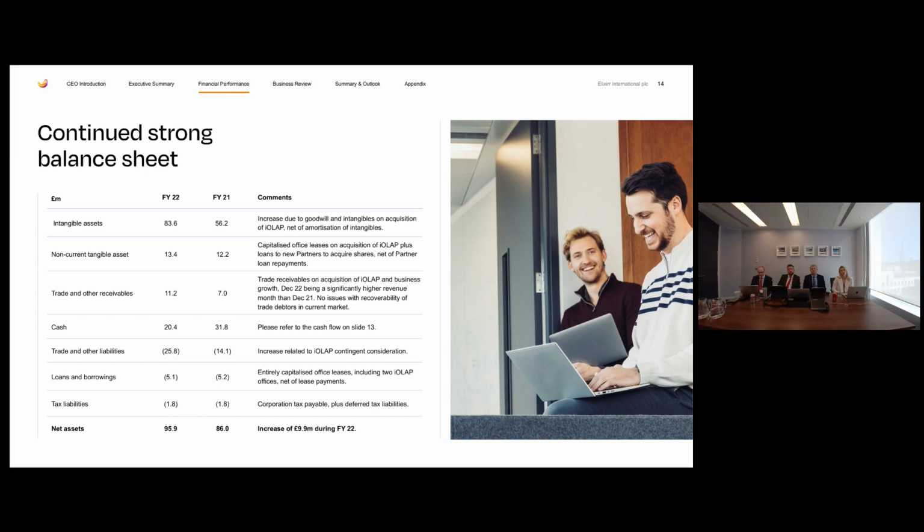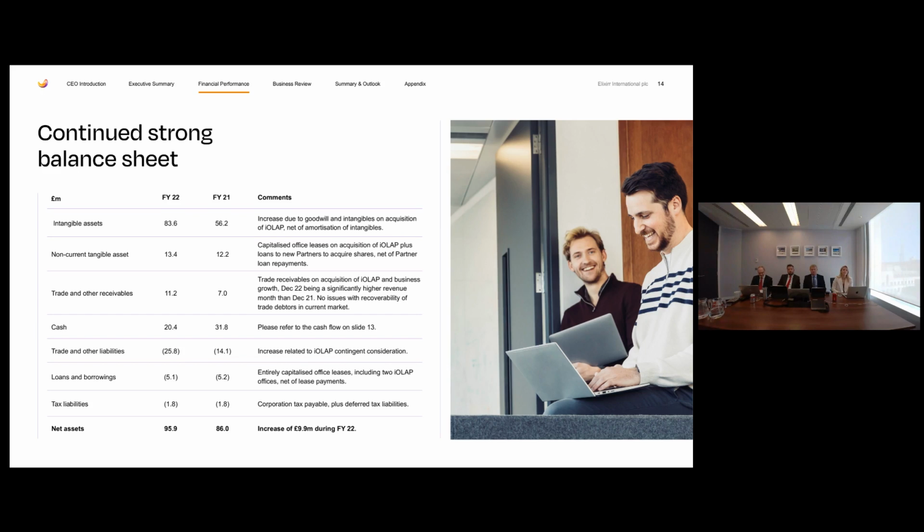Trade and other receivables increased by £4.2 million. This was a combination of revenue growth, as December 22 was about 50% higher in revenue than December 21, and a couple of clients paying us in the first week or two of January rather than the last week of December. But we have no issues with our debtors. We have a blue chip client base. We monitor our debtors every week and have no issues from a recoverability perspective.